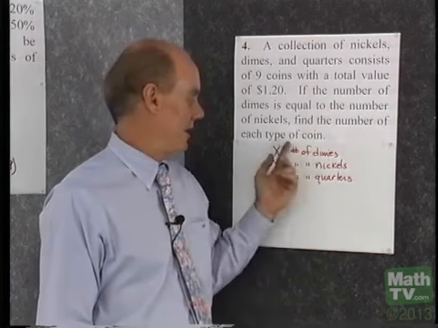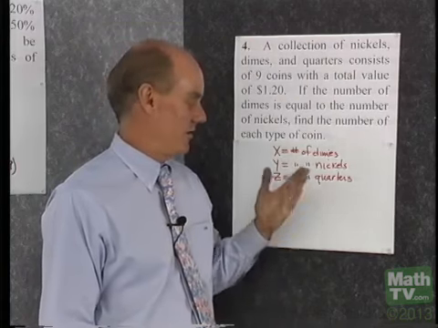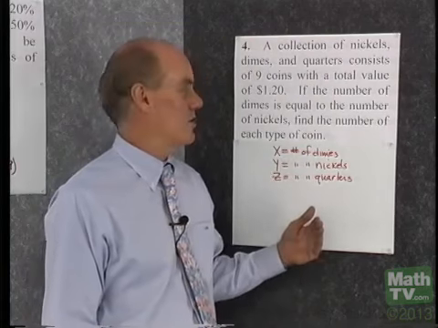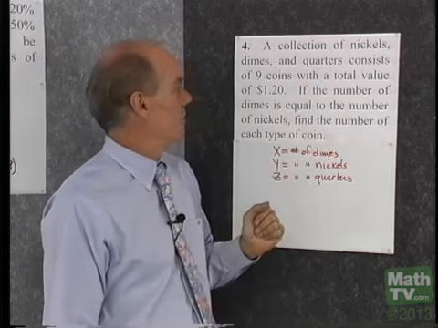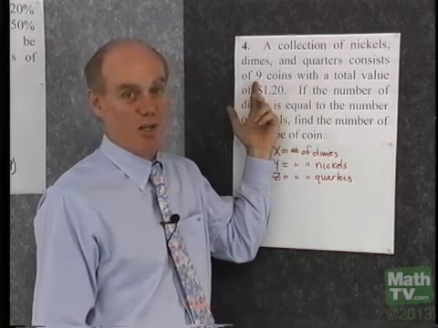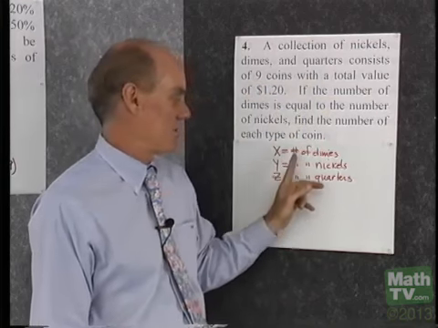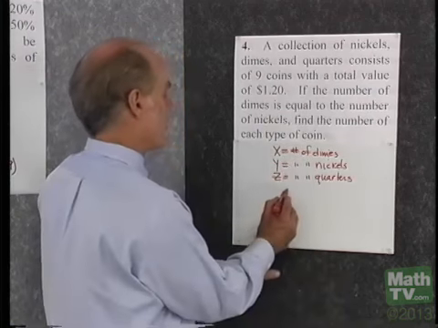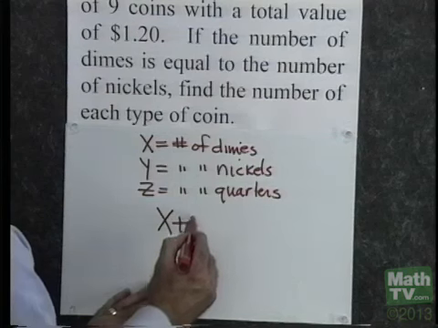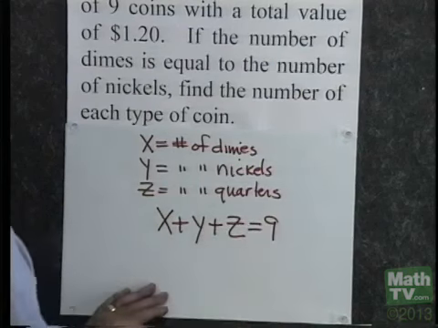Now I want to go back. I have 3 variables right here, so I need 3 equations that together will produce a system of equations that describes the situation written in this problem. So let's see. First of all, I have a total of 9 coins. Well, that must be X plus Y plus Z, because those variables represent the number of dimes, number of nickels, number of quarters. So my first equation is X plus Y plus Z is equal to 9.